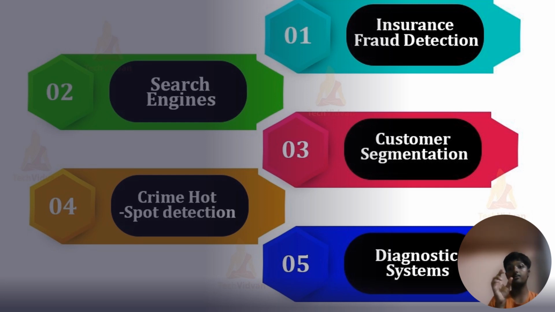We can see what crimes are occurring. Then diagnostic systems: in our body we can predict through this, diagnose the data, and frame the cluster. Through that we can tell that something is wrong in the body and you have to do the operation. It is helpful in medical therapy.